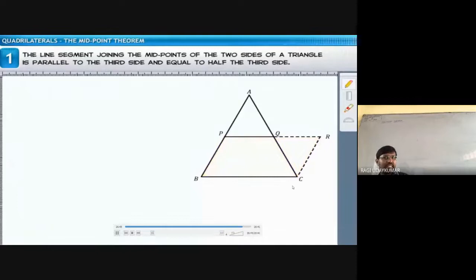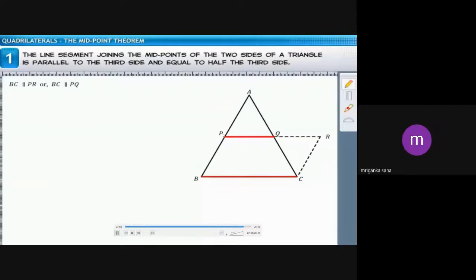PR is parallel to BC. That is nothing but PQ is parallel to BC. And we have proved that PQ is half of the PR. So PR is equal to BC. PR and BC length equal होगा. Simple theorem. Just we have to prove this.